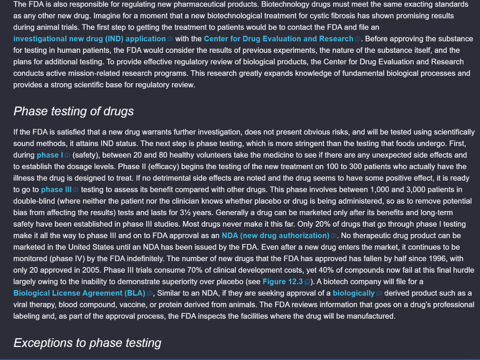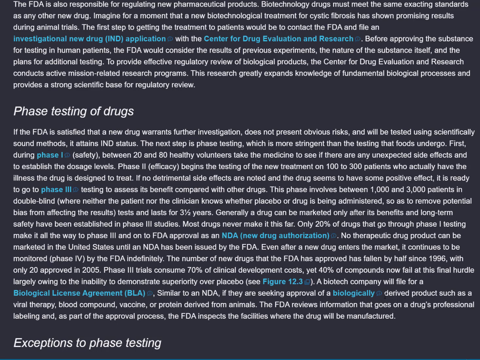Biotechnology drugs must meet the same exacting standards as any other new drug. Imagine for a moment that a new biotechnological treatment for cystic fibrosis has shown promising results during animal trials. The first step to getting the treatment to patients would be to contact the FDA and file an investigational new drug, IND, application with the Center for Drug Evaluation and Research.